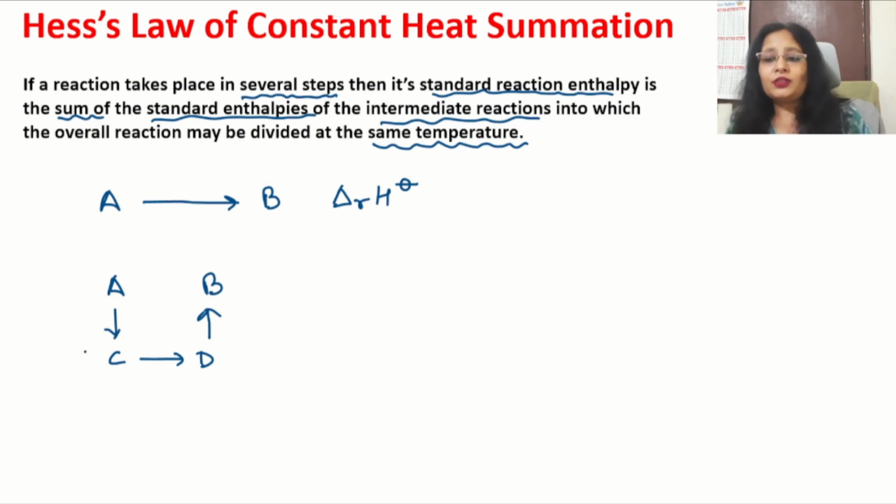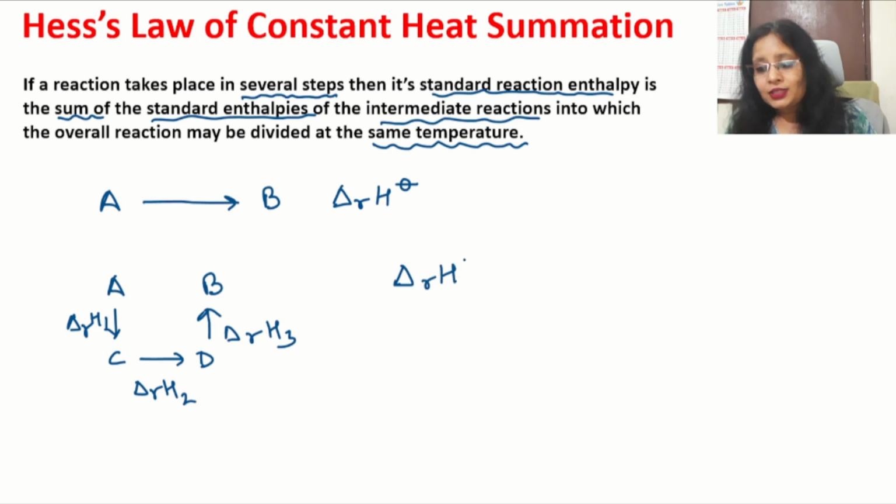So if the reaction goes like this in small intermediate steps, then for A to C we can mention delta rH1, for C to D delta rH2, and here D to B delta rH3. Now according to Hess's law, in simple words, delta rH standard for the reaction is equal to the sum of all the standard enthalpies of the intermediate reactions.